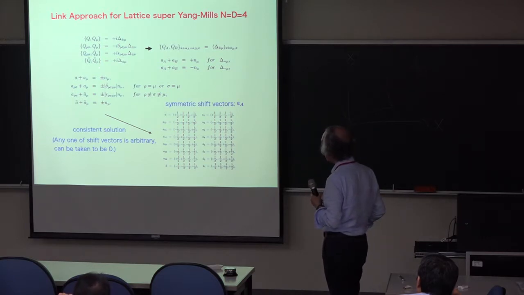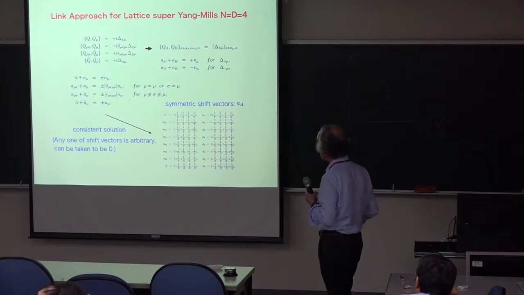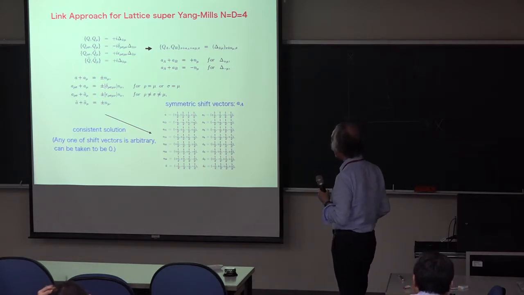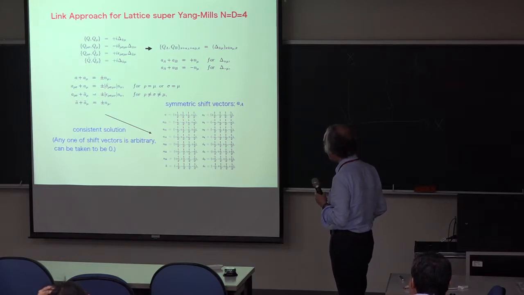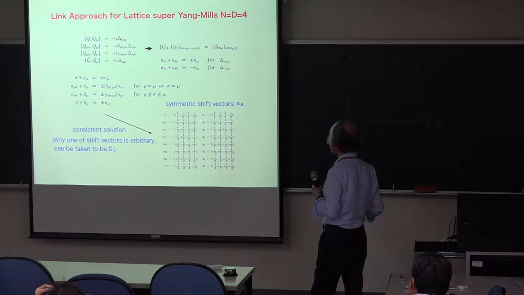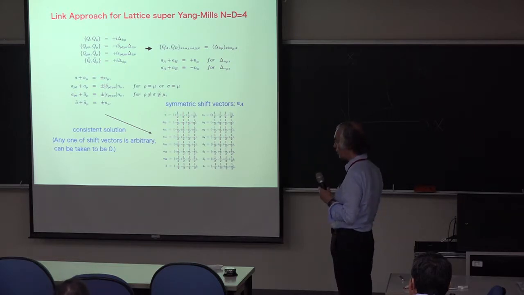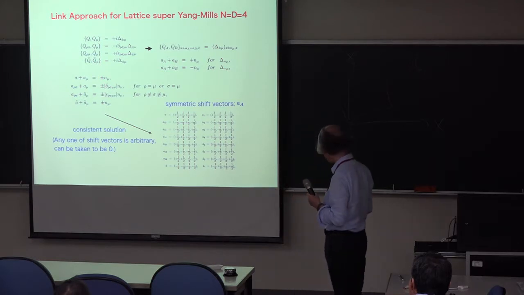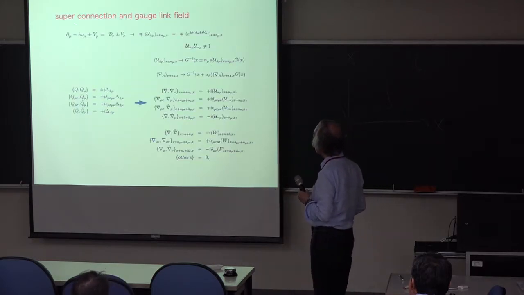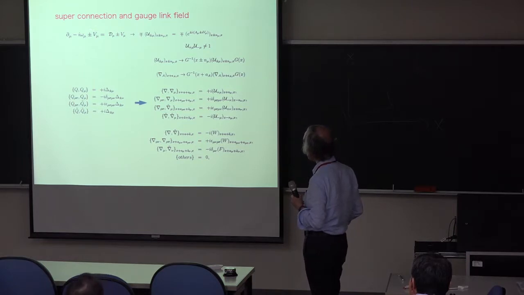Just like in two dimensions, the consistency relation, with replacement by the difference operator, can now be written in this way. That can be solved consistently, and a symmetric solution can be given this way. All these 16 shift vectors are pointing to the dual site, the neighboring dual site. And then the superconnection can be introduced similarly.